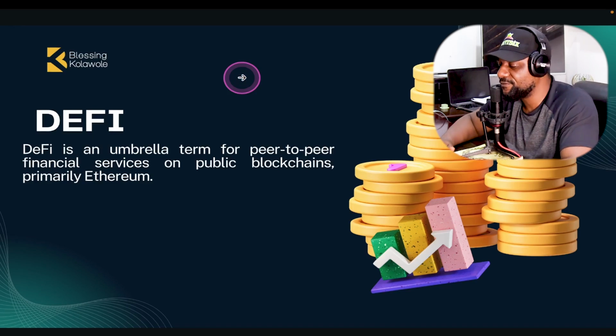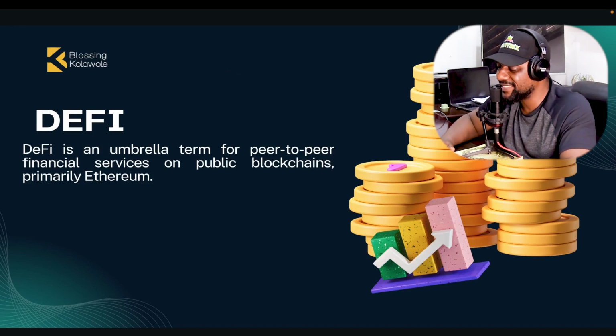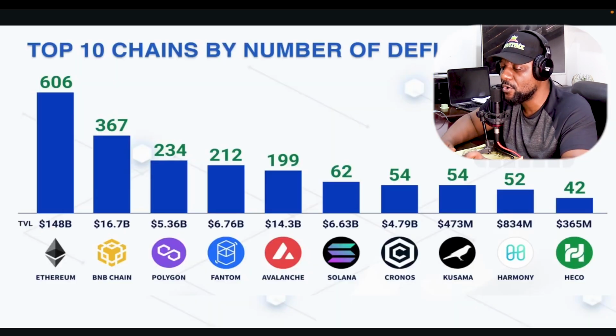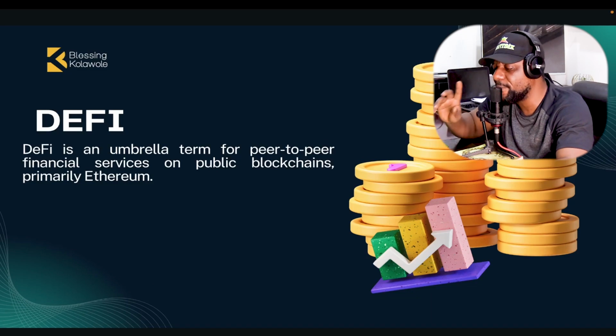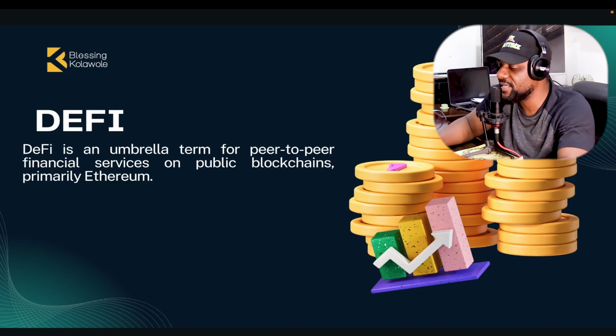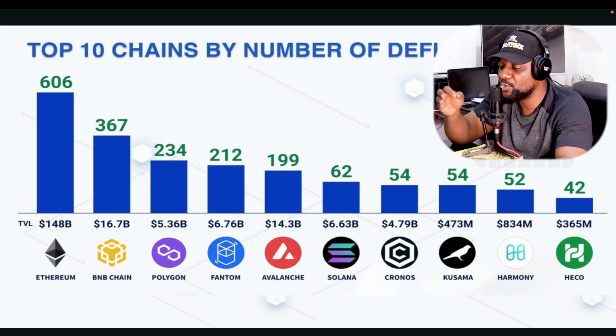Okay, we have DeFi. DeFi is an umbrella term for peer-to-peer financial service on public blockchains, primarily Ethereum. Now, this DeFi is a short word for decentralized finance. DeFi is another word that you don't really have to stress yourself with. It's not going to be common in usage, but it's an umbrella term for peer-to-peer financial service on public blockchain and primarily Ethereum. We have them. You see, each one of them. Now, these DeFi coins are like, let me explain it this way.